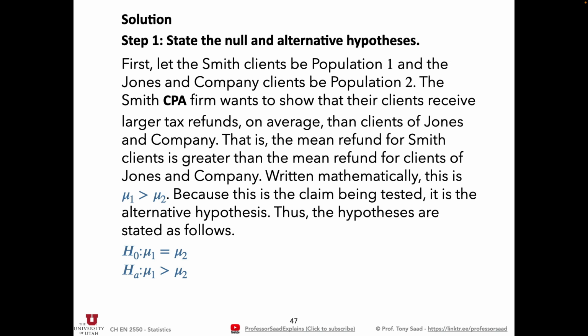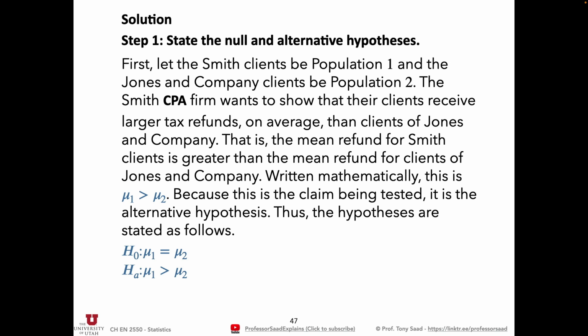Population 1 is going to be the Smith Company. Population 2 is going to be Jones et al. As far as we know, they get the same tax refund. But the Smith folks are claiming that no, on average, their people get a higher tax refund.